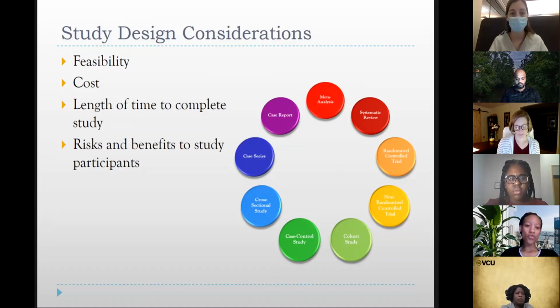And then the last thing is risk and benefits to study participants. So will people want to actually participate in your study, and do the benefits outweigh the risk for them? And then really importantly is how will you protect their information to make sure that the benefits do outweigh the risk?